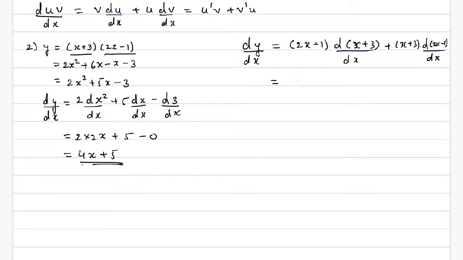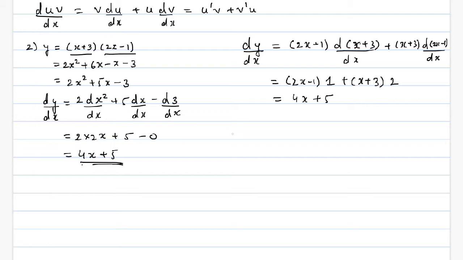So that will give us differentiation of this: differentiation of x should be 1 and differentiation of 3 should be 0. So I'll get just 1, plus (x plus 3), and differentiation of 2x should give me 2 because 2 is just constant, and differentiation of 1 will be 0. Sorry, differentiation of x will be 1 and differentiation of 1 becomes 0. So finally we are getting 4x minus 1 plus 6, or you can say 4x plus 5. So we get the same answer.